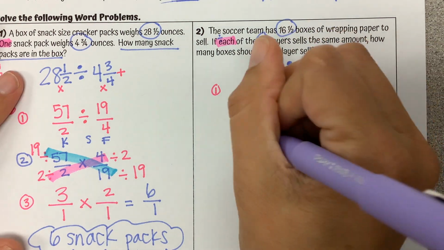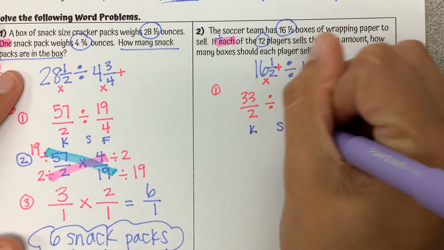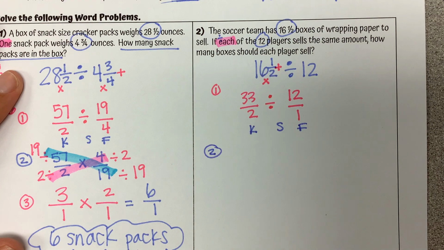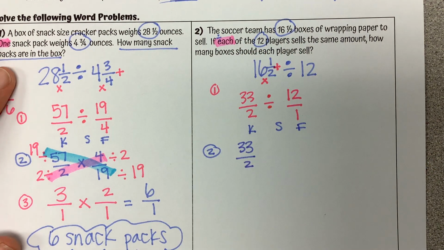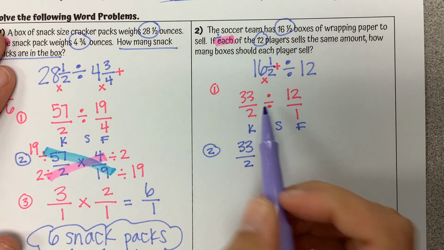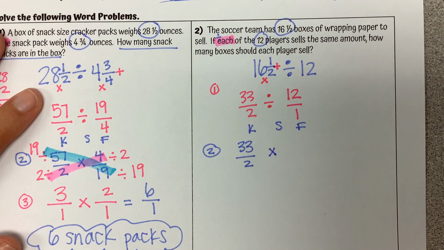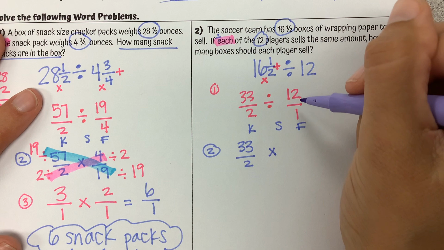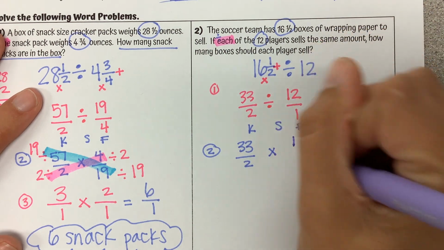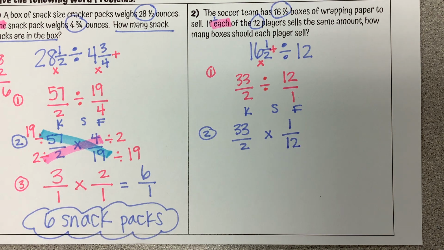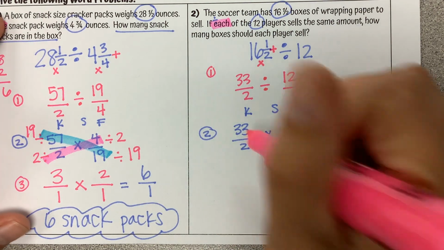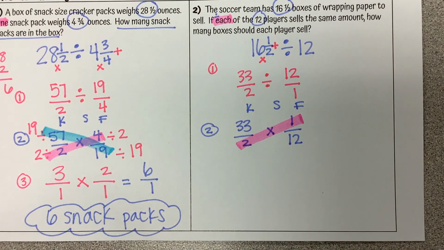Now I can keep it, switch it, flip it for step 2. So keeping our first number, 33 over 2. Switching our operation from division to multiplication. Flipping our second number from 12 over 1 to 1 over 12. Now I can highlight those diagonals to simplify.